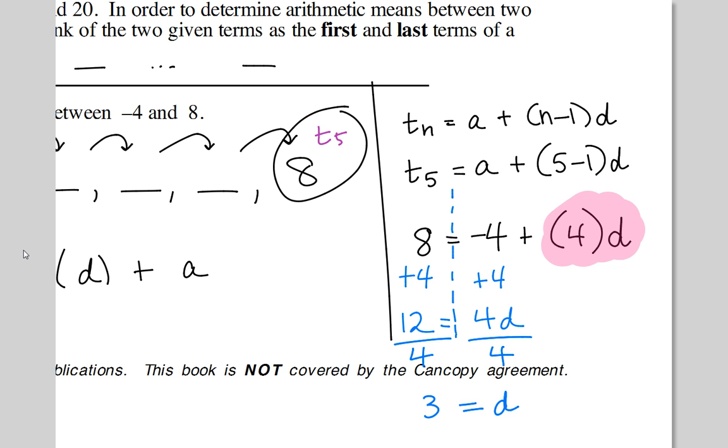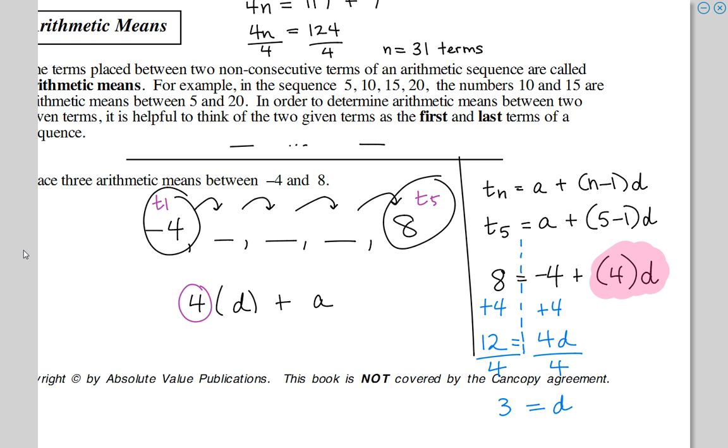All right, so now that we know that D is 3, we just have to add 3 each jump. So I'll just change my color pen. Adding 3, we get -1. Add 3, we get 2. Add 3, you get 5. And there, we've placed our arithmetic means in between.